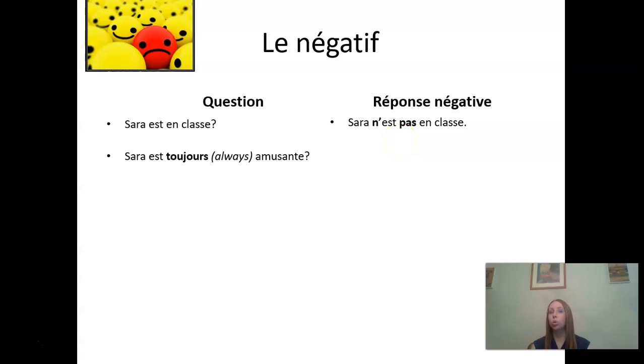So, Sarah est toujours amusante. No, Sarah n'est jamais amusante. So for right now, you have two new vocabulary words. You may have seen toujours already. So here's your positive, toujours, and the negative, jamais. So we should know what it means, and we should know that jamais is the opposite of toujours.